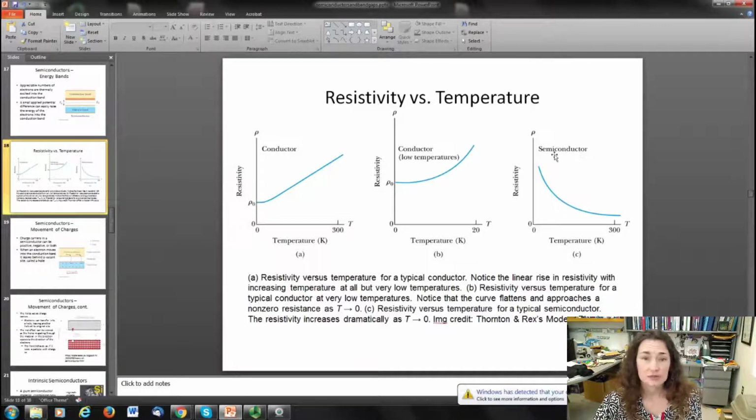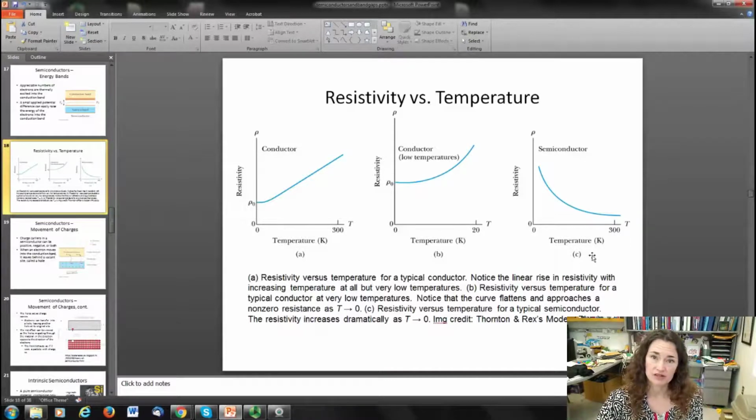So for a semiconductor, however, you can see that the resistivity actually drops with temperature. And that's because as you increase the temperature, you have more thermal energy to excite those valence electrons into the conduction band. So you have more charge carriers as the temperature goes up, which causes the resistivity to drop.